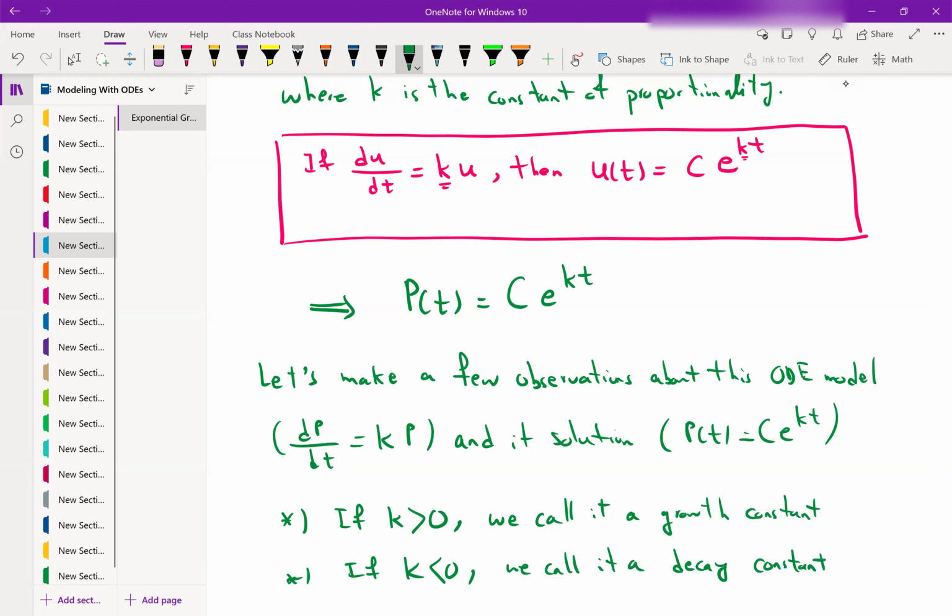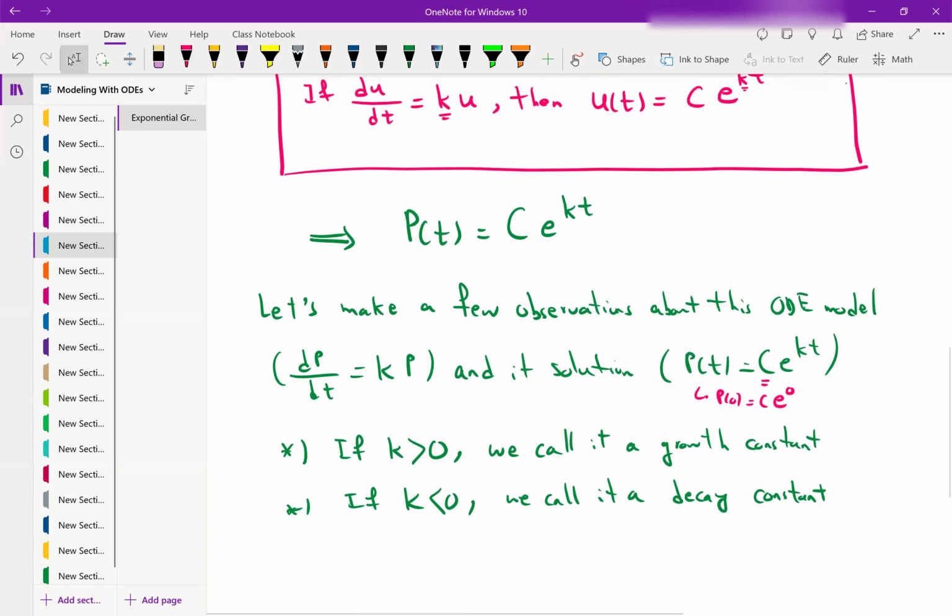Okay, so far so good. Let me also make this comment very quickly, that please notice that at time t equals zero, P of zero is equal to C times e to the power of zero. So this C that you see here, as a matter of fact, is your population at time t equals zero, right? The initial population. Keep that in mind. I will come back to this very soon.